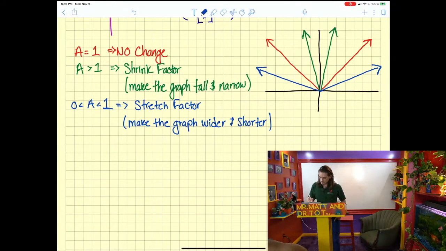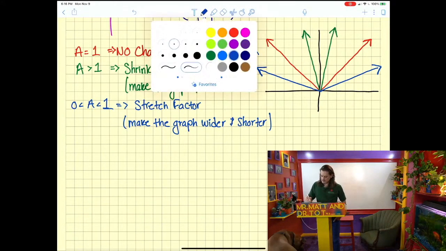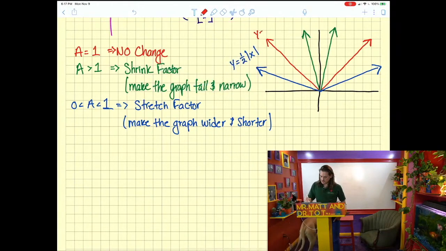Okay, so this might be y is equal to 1/2 times the absolute value of x. This guy would be y is equal to the absolute value of x. And maybe this guy is y is equal to 2 times the absolute value of x.